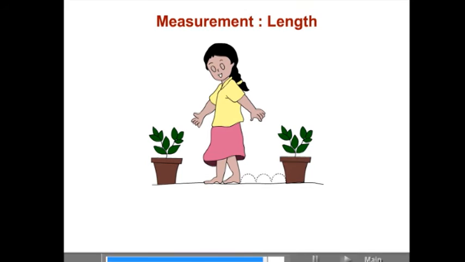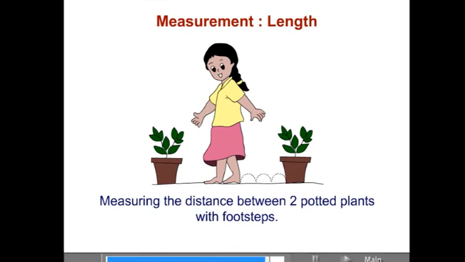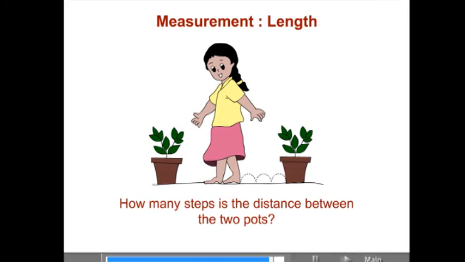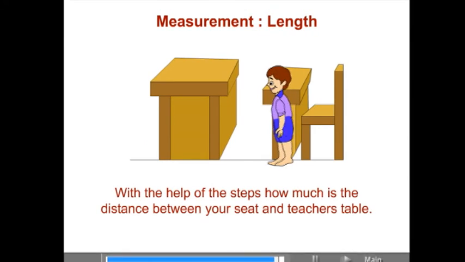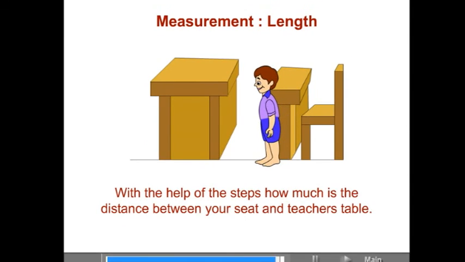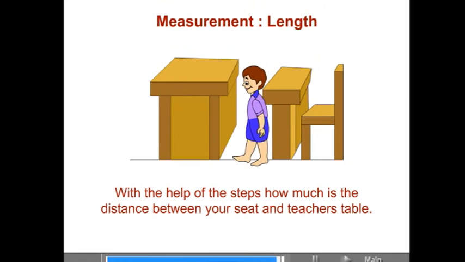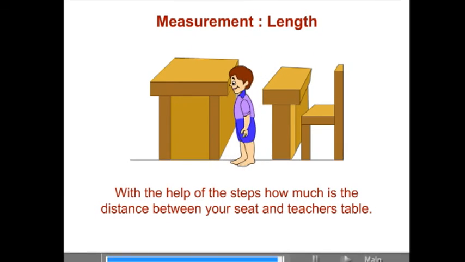Now you can see little Tanushri measuring the distance between 2 potted plants with the help of the number of steps that she can take. How many steps is the distance between the 2 pots? The distance between the 2 pots is 6 steps. With the help of steps, how much is the distance between your seat and the teacher's table?